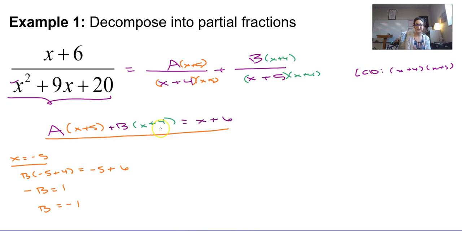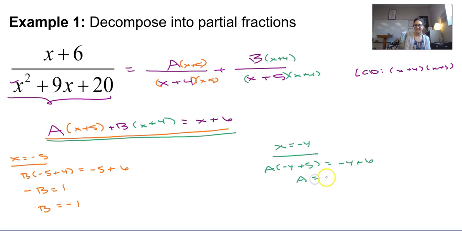So now come back to this equation, look at your green factor. What would make that green factor disappear? x equals -4, right? So come back now to this equation. Anywhere you see an x, replace it with -4. So I've got a, and then I've got -4 plus 5, plus b times 0, right? So that's going to go away, equals -4 plus 6. Okay, so -4 plus 5 is 1, so a times 1 is a, and then -4 plus 6 is 2. And now I have my a and my b.